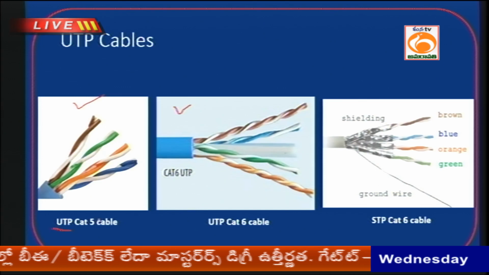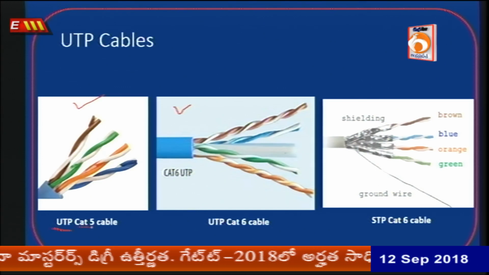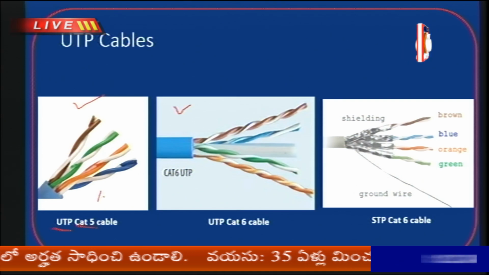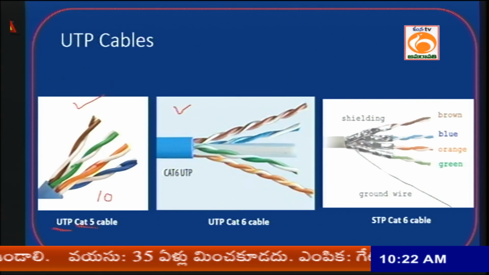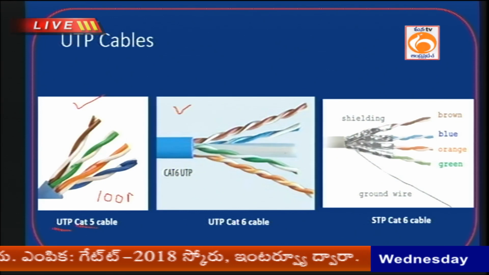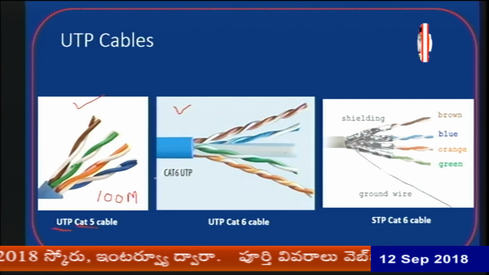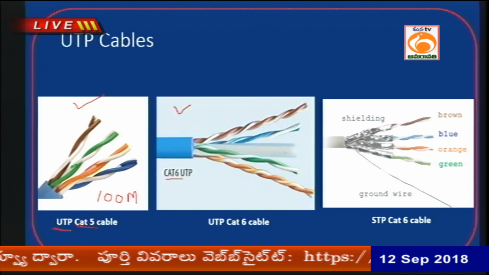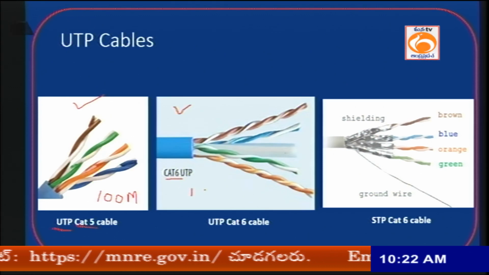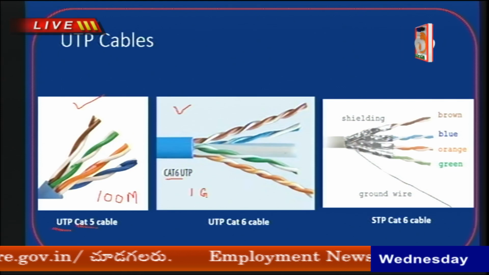They are in different categories. You can see here the category 5 cable supports a maximum bandwidth of 100 Mbps. The UTP Cat 5 cable supports a maximum of 100 Mbps, whereas the Cat 6 cable is advanced and provides up to 1 Gbps.